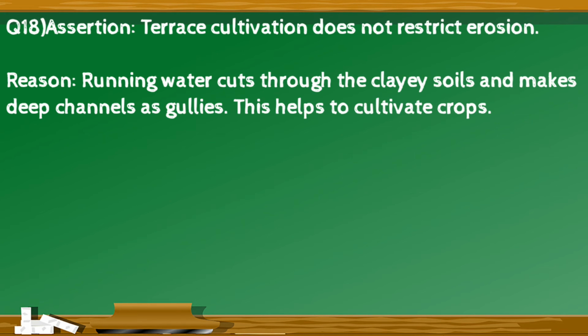Question 18. Assertion. Terrace cultivation does not restrict erosion. Reason. Running water cuts through the clay soils and makes deep channels as gullies. This helps to cultivate crops.